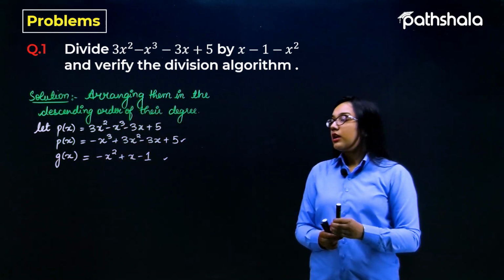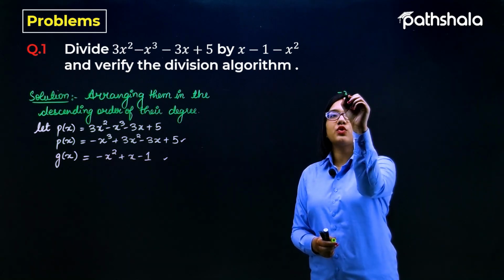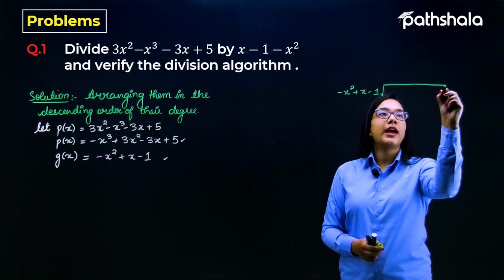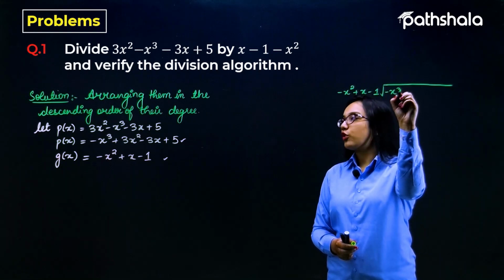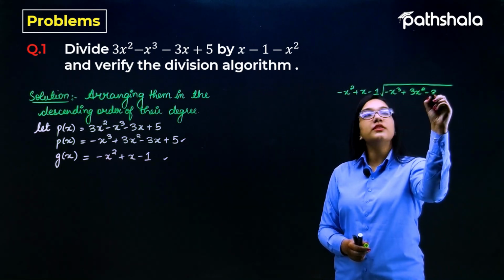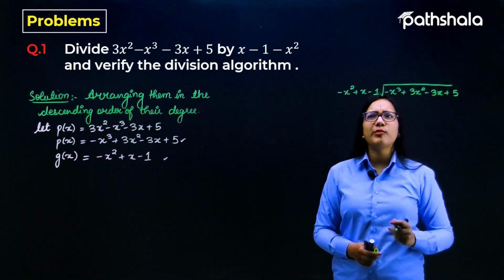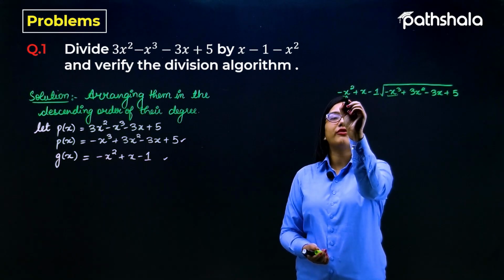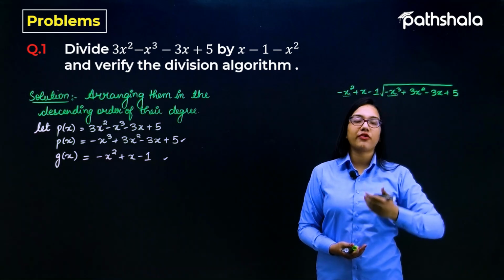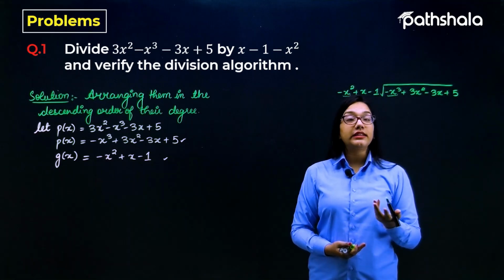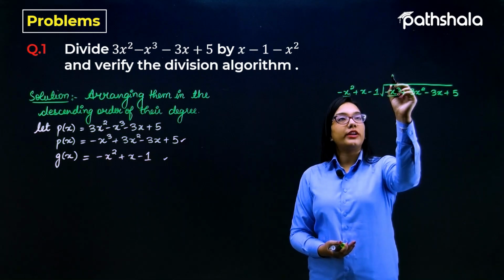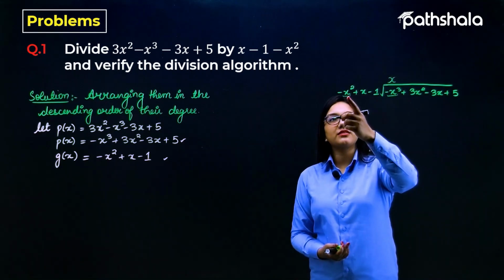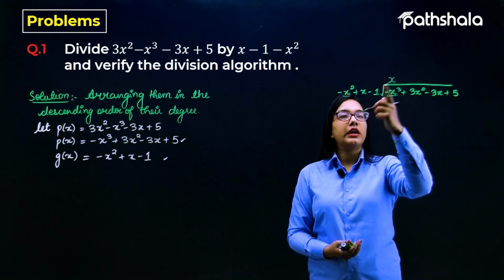So we are using the division process, and we have minus x square plus x minus 1 as our divisor, and we have the dividend as minus x cube plus 3x square minus 3x plus 5. Now let's divide both of these. First of all, we have to divide the first term of the dividend by the first term of the divisor. So minus x cube divided by minus x square, when you divide, you will get the first term as x. So we have the first term of our quotient as x. So minus x square into x, let's multiply both of these terms.